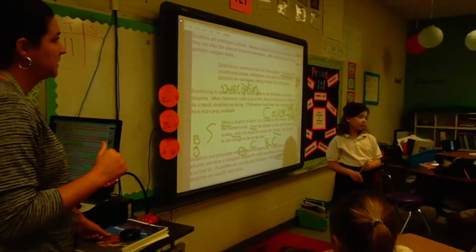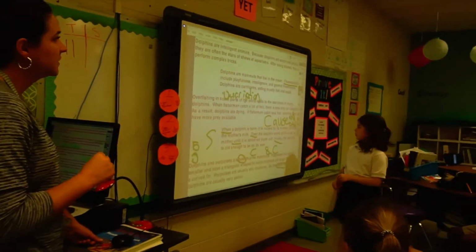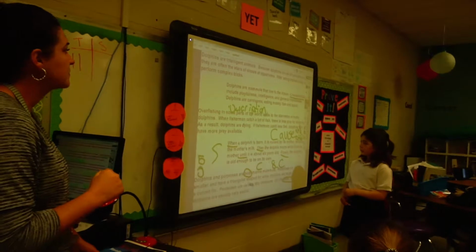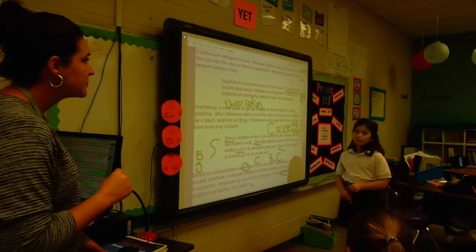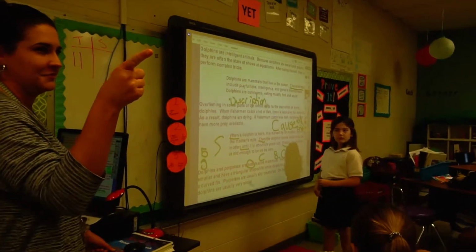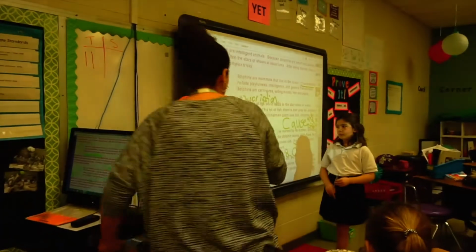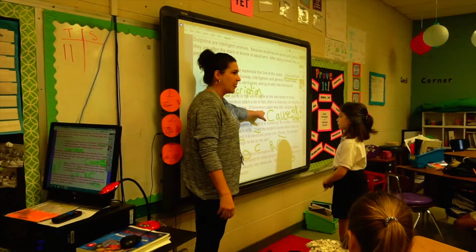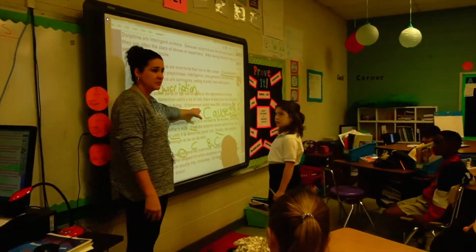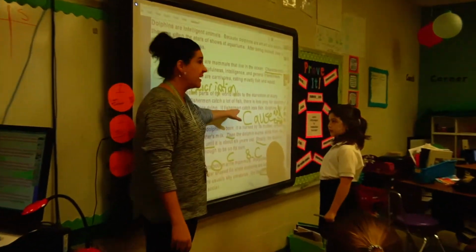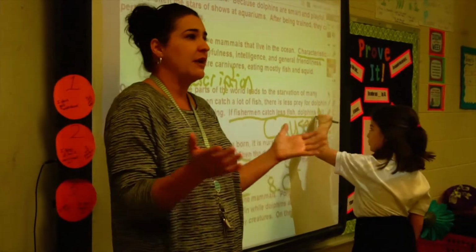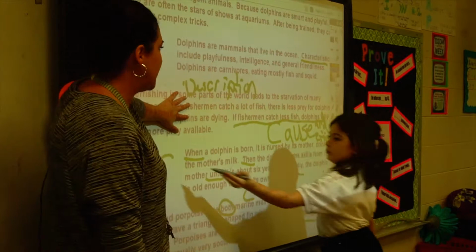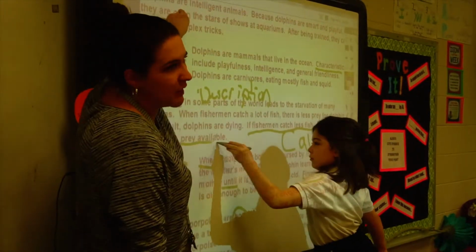Because for the third one, it said overfishing in some parts of the world leads to starvation for many dolphins. And if fishermen catch less fish, dolphins will have more prey. So this sentence right here would be my what? Solution. The solution. If the fishermen would catch less fish, the dolphins would be okay because they would have more food. So this one would be problem and solution. This one would be what?